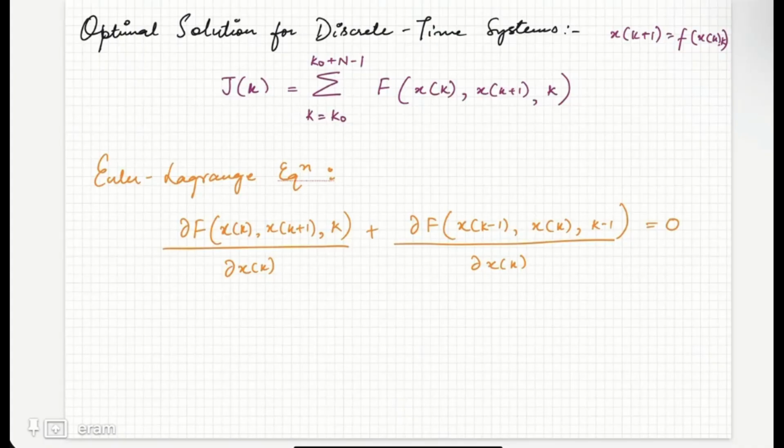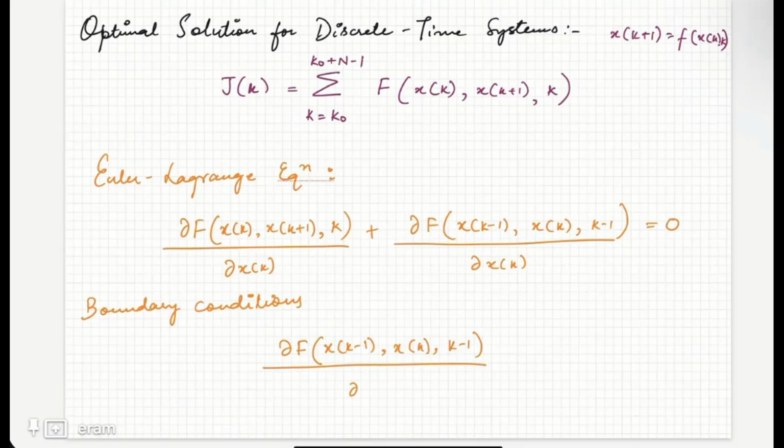Now if we have boundary conditions, so this is our Euler-Lagrange, and for boundary conditions what we have, again we have to evaluate f at previous time with respect to x of k, multiplied by the variation of x of k evaluated from k naught to k naught plus n, and this should be 0.